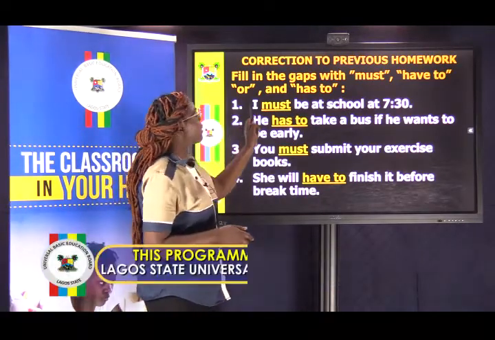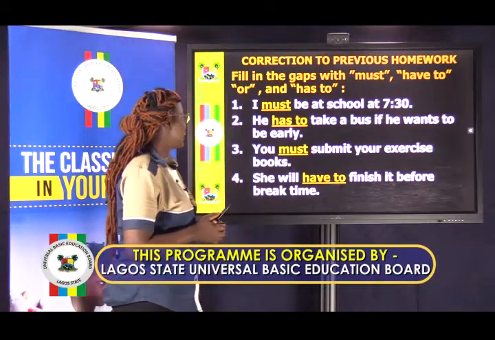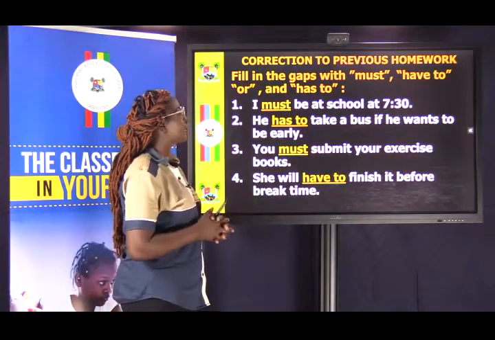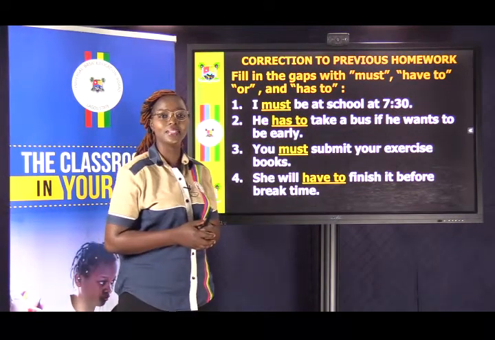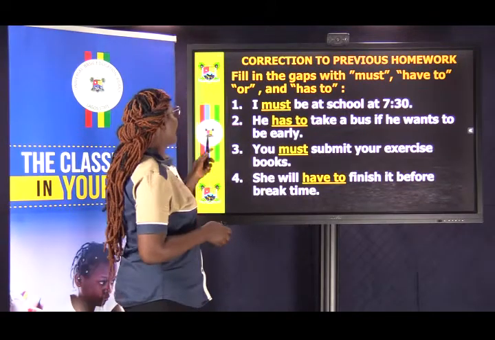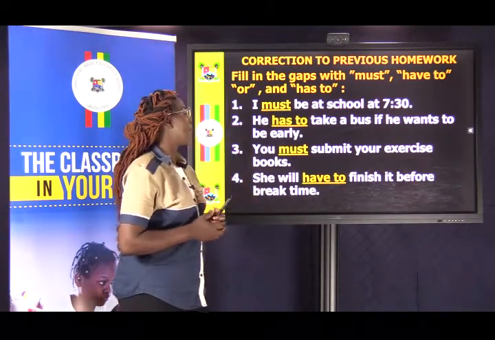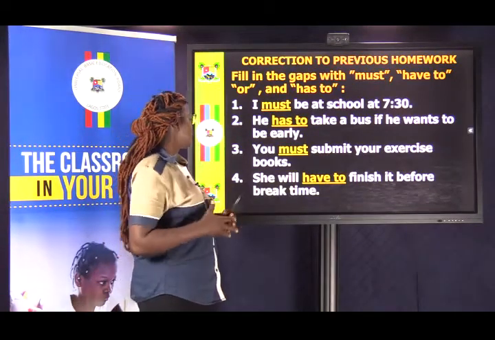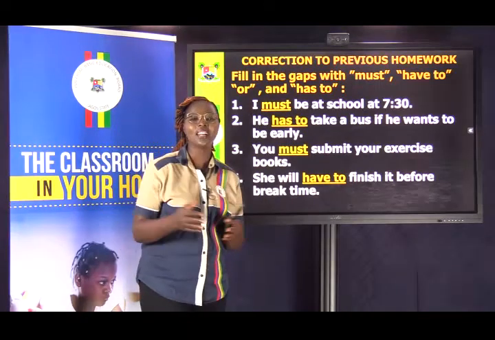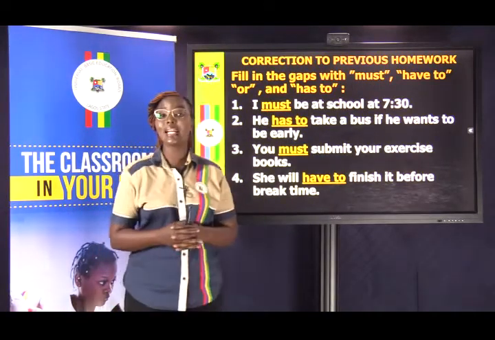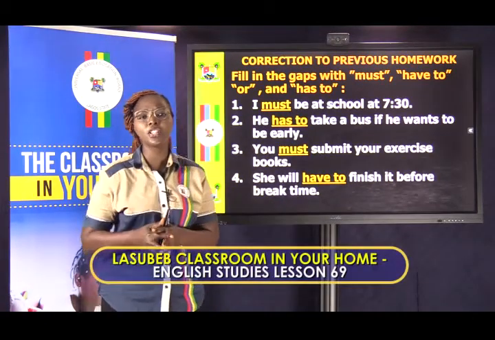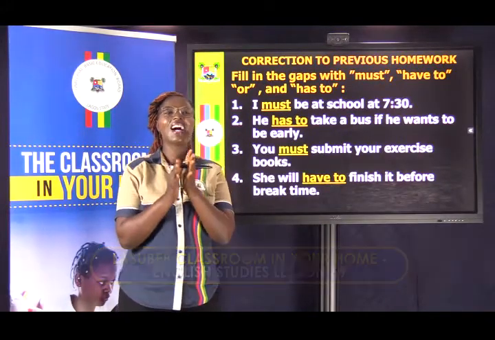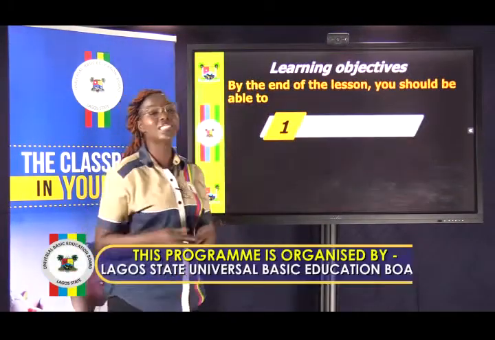So the first one, I must be at school at 7:30. Have you marked? Okay, number two, he has to take a bus if he wants to be early. Have you marked? Okay. Number three, you must submit exercise books. Okay, and the last one, she will have to finish it before break time. Were you able to get all correctly? 4 out of 4 or 3 out of 4? What is your answer? Oh, whichever one, you deserve to be celebrated. Awesome, awesome. And now we move to today's business.